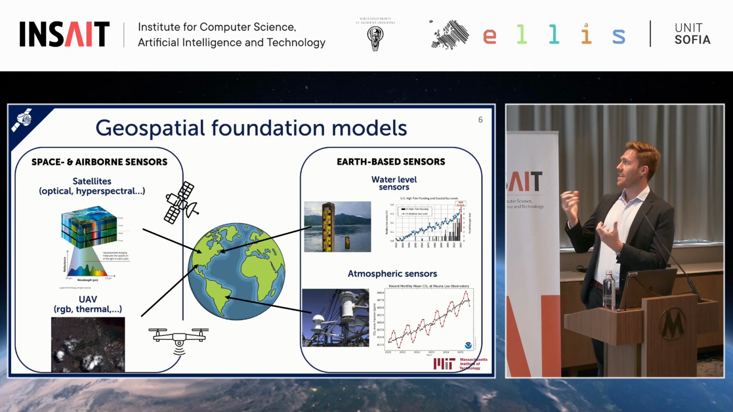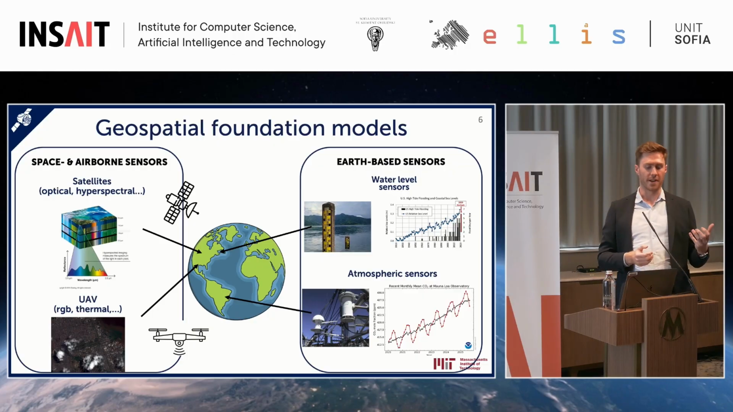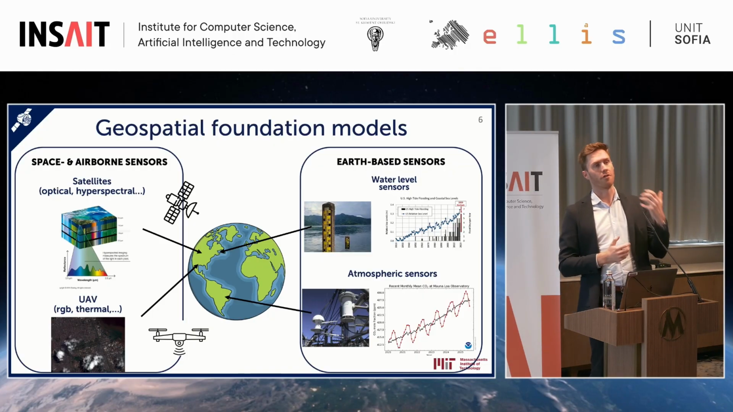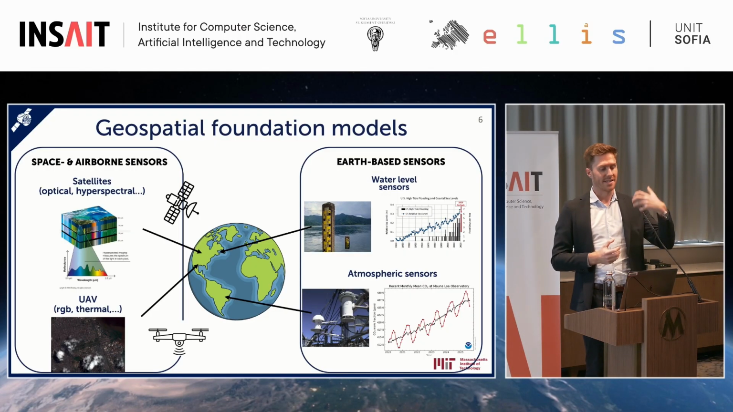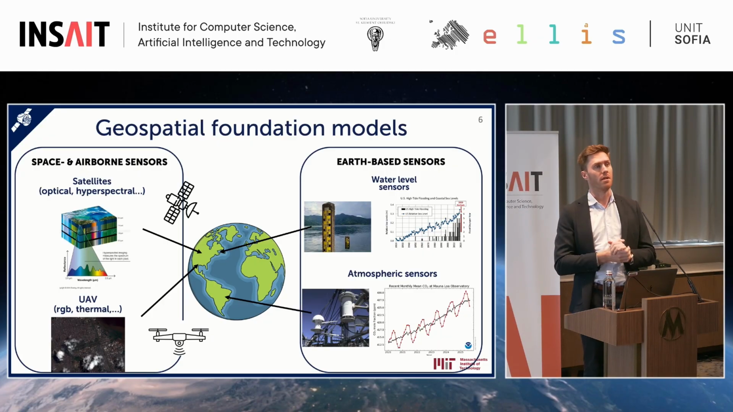Now, on the one hand, in the case of geospatial data, you have space and airborne sensors. So you have a lot of different types of satellites. You have optical, hyperspectral, but you also have UAV sensors, where you have thermal information or just simple RGB colors. All of these can be satellites in space or also airborne sensors. On the other hand, we also take a lot of different types of data on Earth, right? You have Earth-based sensors that are, for example, monitoring the water level, but you also have sensors that are monitoring the atmosphere.